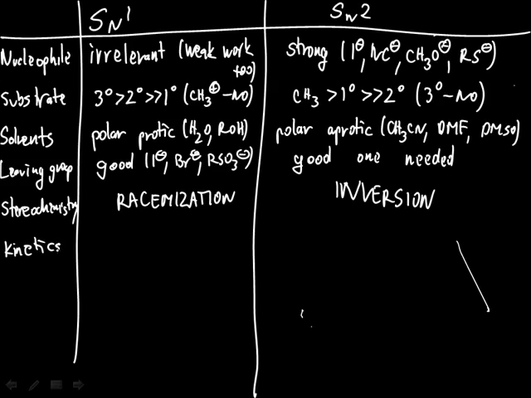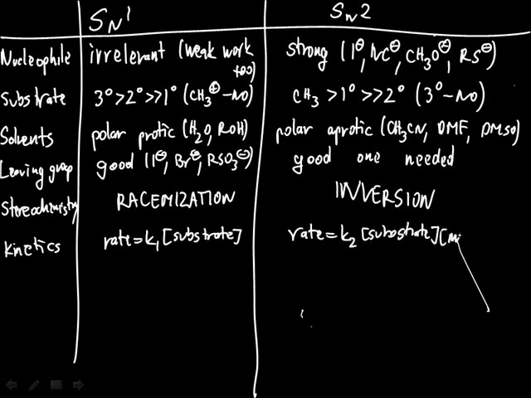Kinetically, the rate of SN1 reaction is proportional only to the concentration of substrate, while in the SN2 reaction the rate depends both on the concentration of substrate and the concentration of nucleophile.